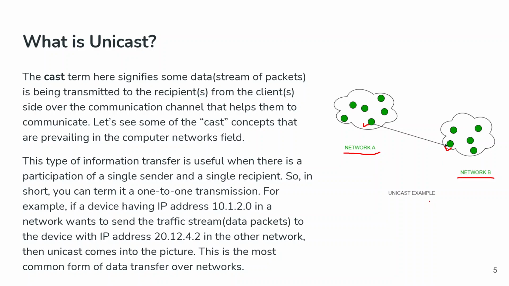For example, if a device having an IP address of 10.1.2.0 in a network wants to send a mass traffic stream of data packets to the device with IP address 20.12.4.2 in another network, then unicast comes into the picture. So let's say this IP address is 10.1.2.0 and the IP address of this is 20.12.4.2. So this is the most common form of data transfer over a network, that is unicast.